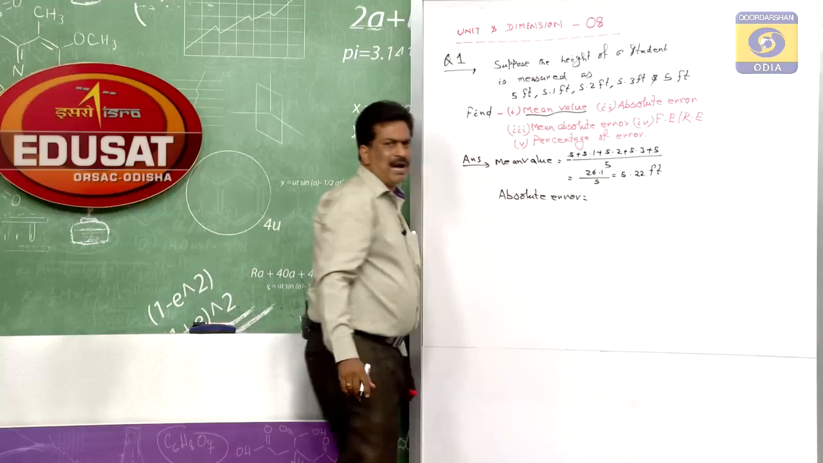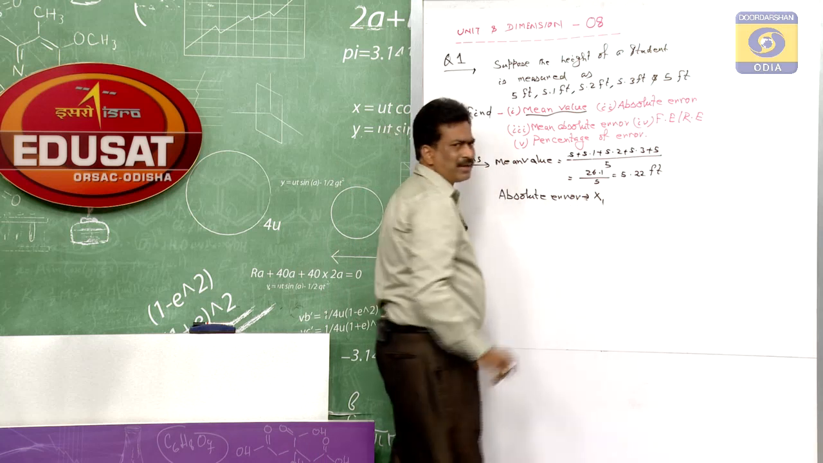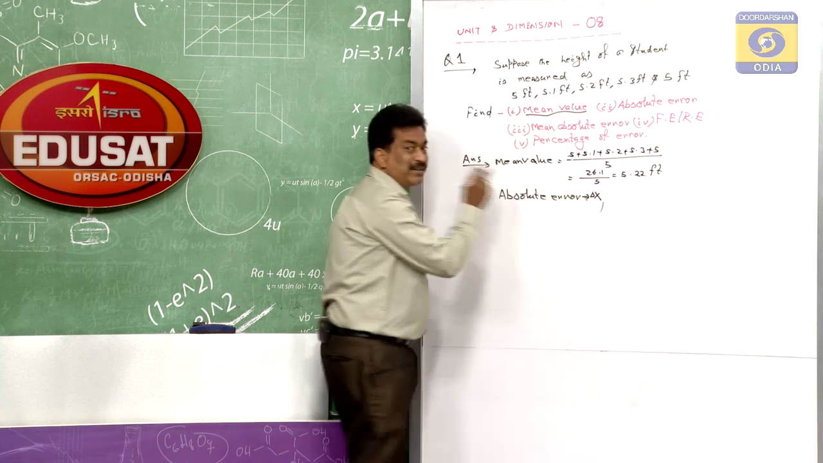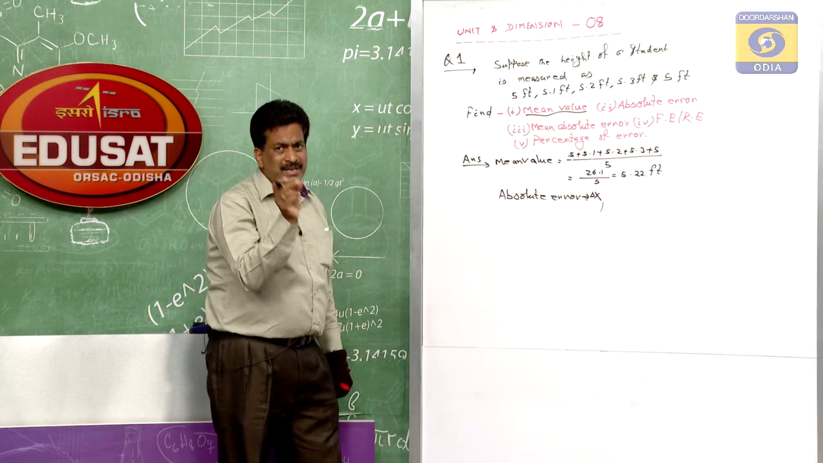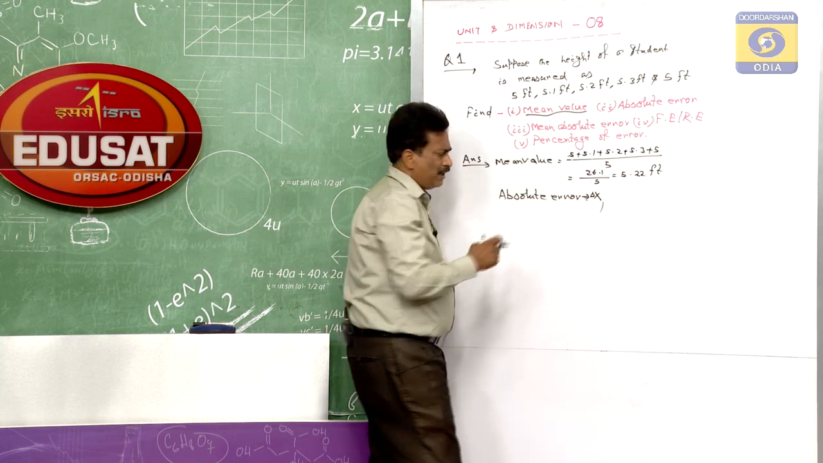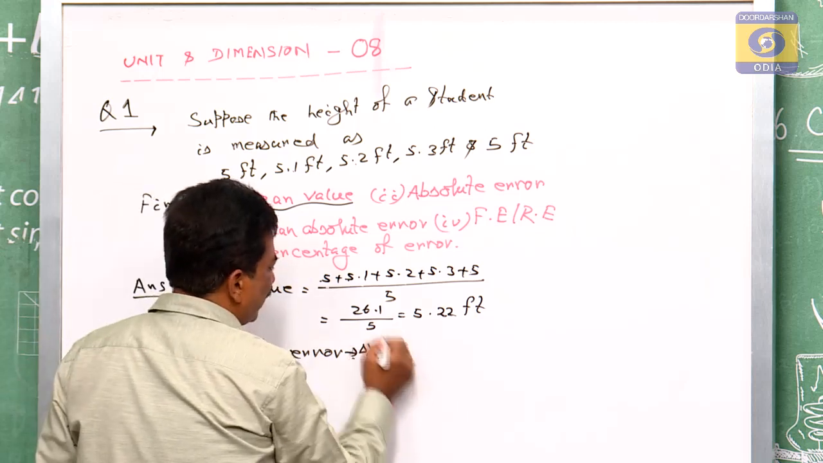Absolute error. So how will you find the absolute error? In the last class I said that the absolute error, del x1, means, and what is the definition I have written? It is the difference between the mean value and the observed value. So for the first observation, del x1 will be how much?